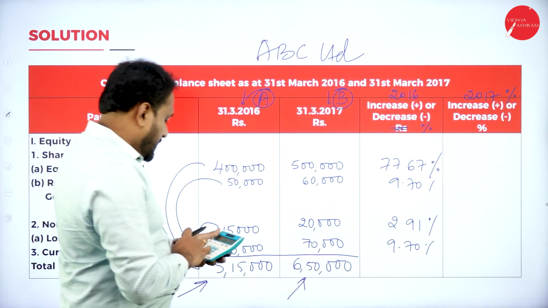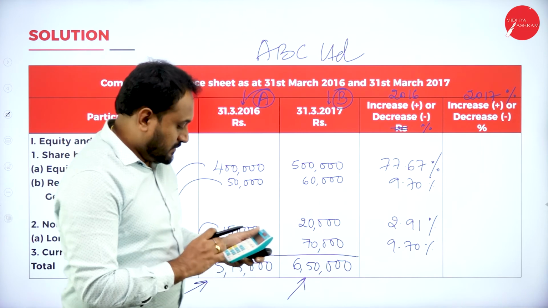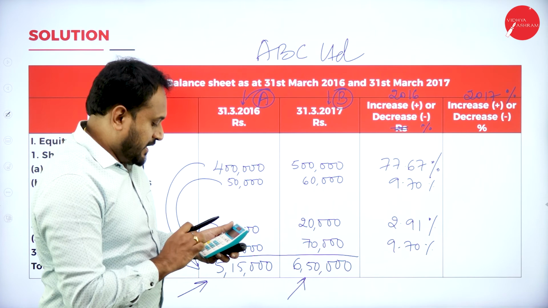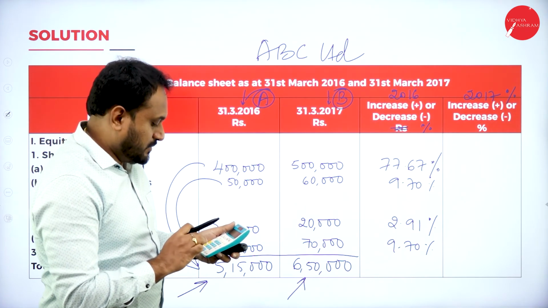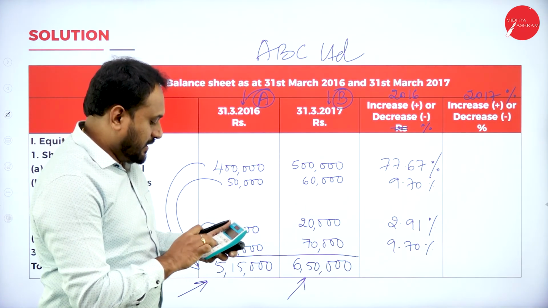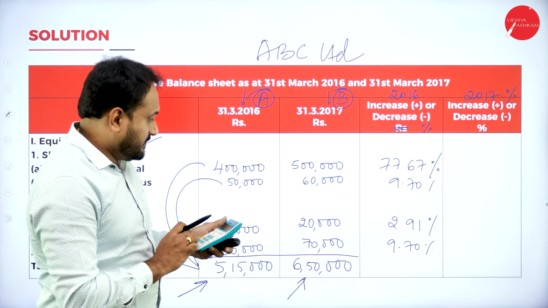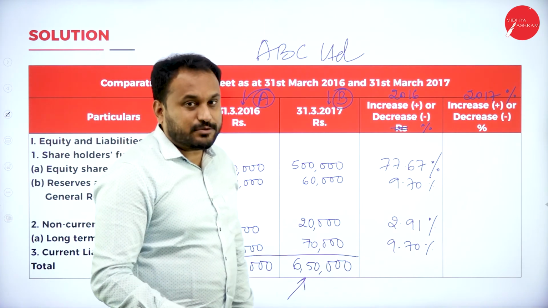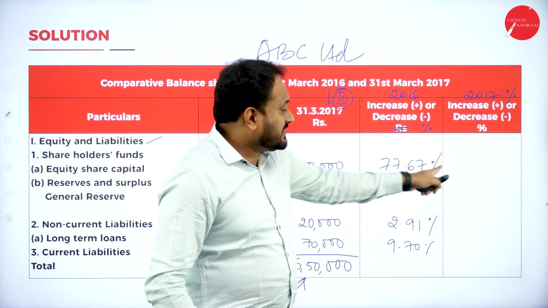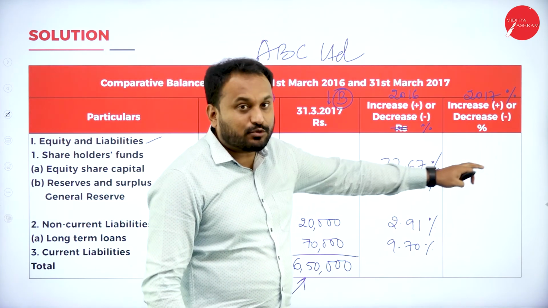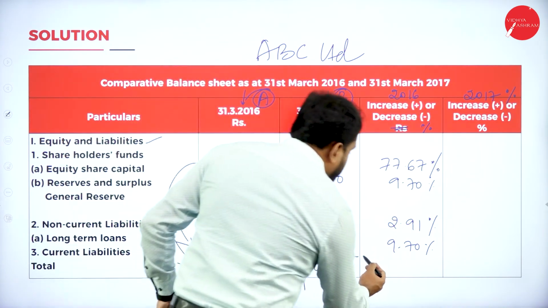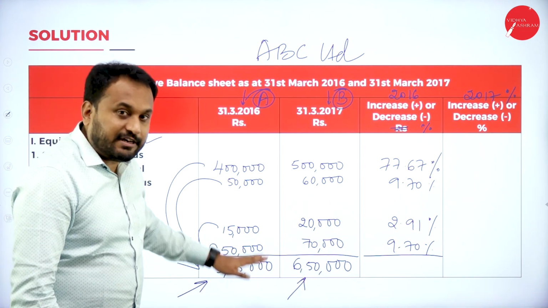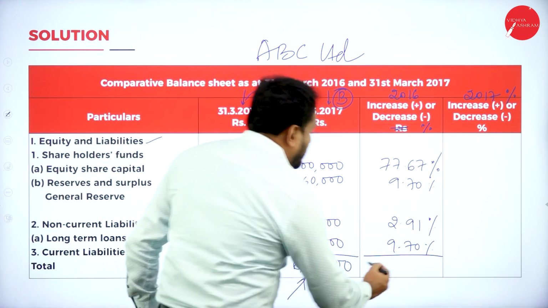Done. Now add everything. 77.67 plus 9.70 plus 2.91 plus 9.70. So 99.98 is what you get. Why? Because the last decimals we are not actually considering, because you have too many decimals. So for the total, you will actually get 100%. How? 5,15,000 divided by 5,15,000. So that is your 100%.